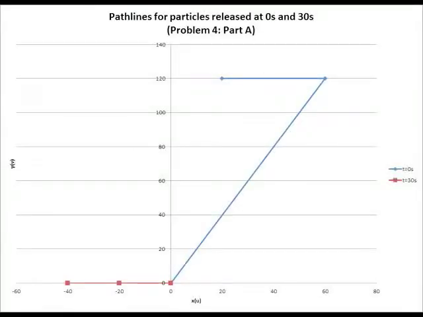Here is the graph of our path lines. The particle released at 0 seconds is in blue and travels diagonally up and to the right and back to the left. The particle released at 20 seconds travels to the left and is in red.